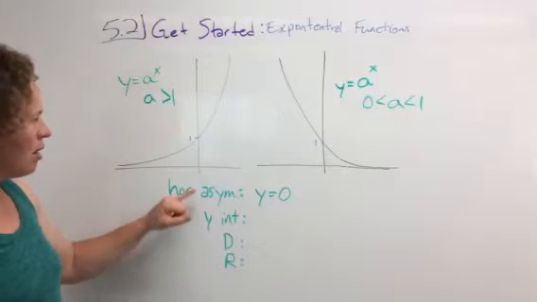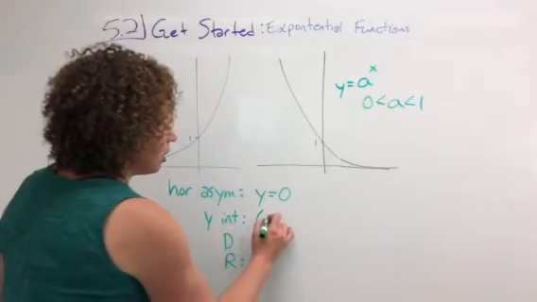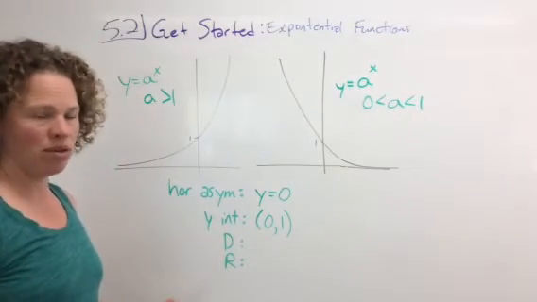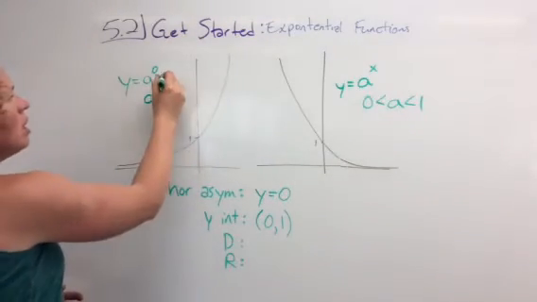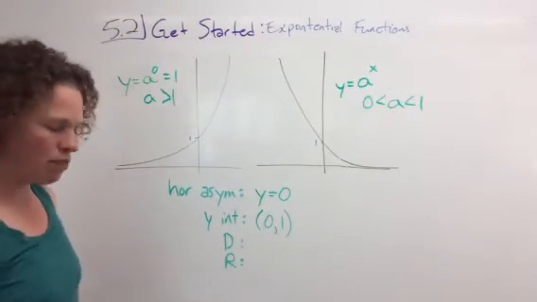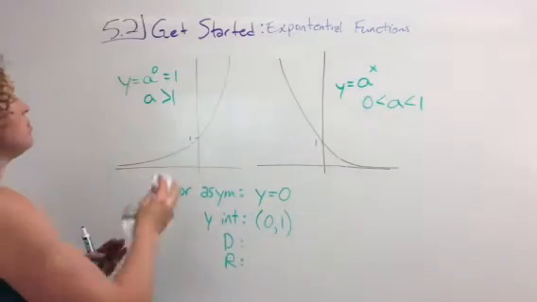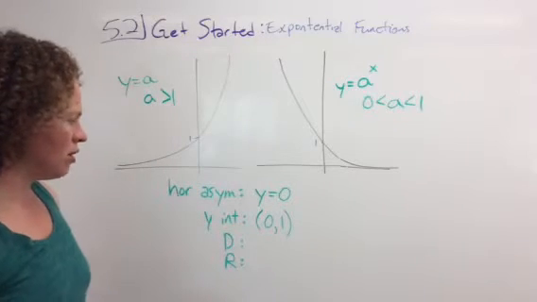The y-intercept, right here and right there, is 1. So you'll have a point at (0, 1). The reason for that being, it doesn't matter what your base is. If you have something to the power of 0, the answer will always be 1. Anything to the power of 0 is 1, whether it's a decimal or a whole number. So that's why we have a y-intercept at (0, 1).